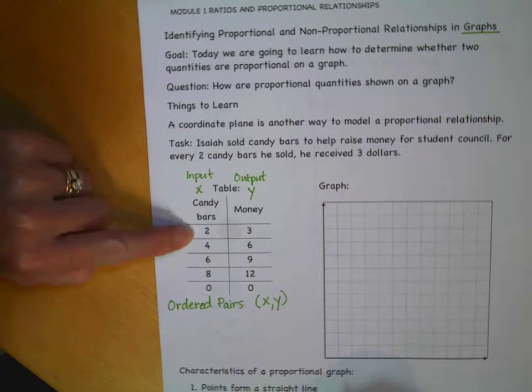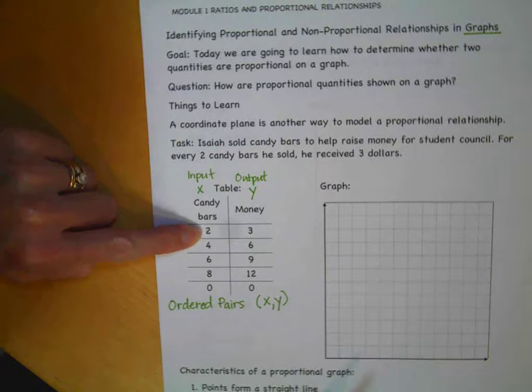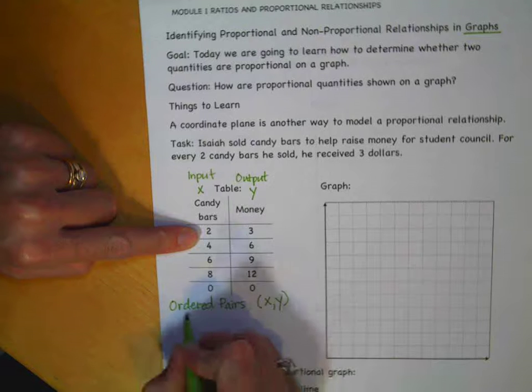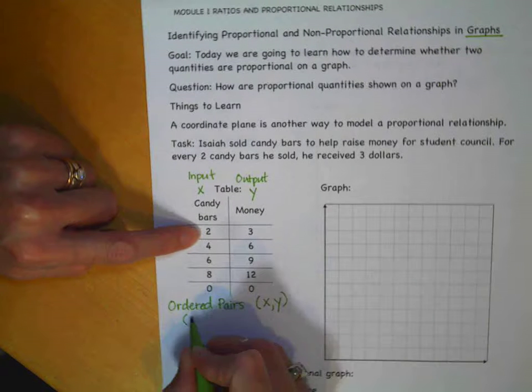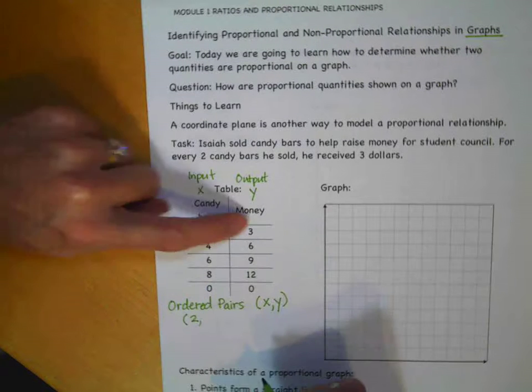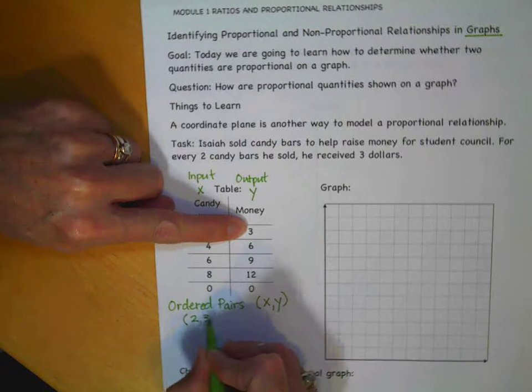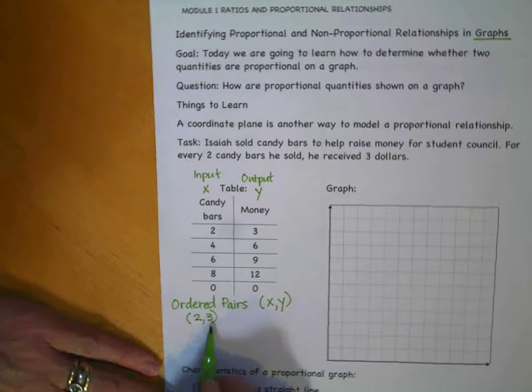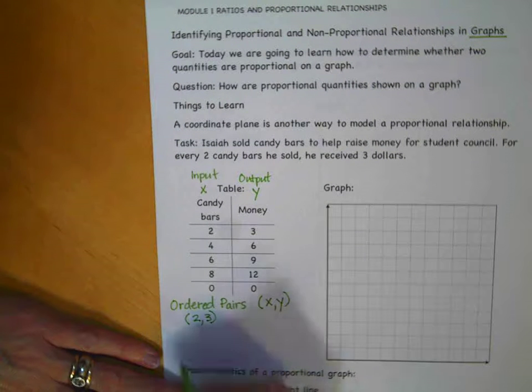So for this first one, if we look at this first input value, which happened to be 2, I know that's the x, so do you see where the x is? I'm going to write parentheses, the x value first, and the amount that came out of the x value was 3. So I put it right next to it and close the parentheses. So the first ordered pair that we have is (2, 3).